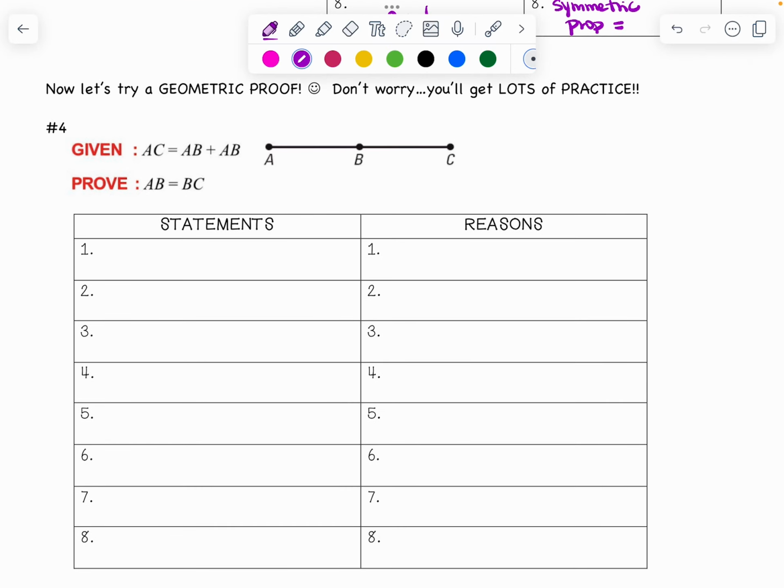All right, we are going to do this one little quick geometric proof just so you can kind of see how this works. Okay, when we get to an actual geometry picture, notice the lovely diagram. All right, so we're going to start this the exact same way we do any other proof. We want to analyze. Here's my given. And we always put the given in the first box. And so I'm going to go ahead and write that AC equals AB plus AB given.